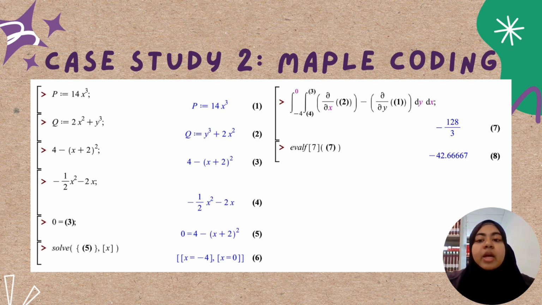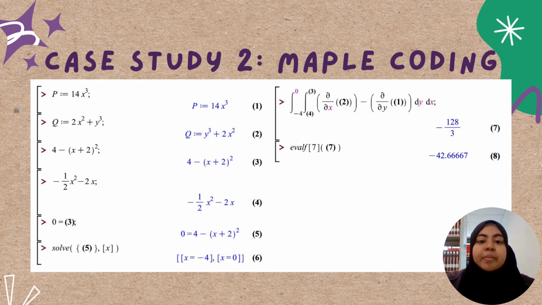In order to find the limits of x, we need to set the equation equal to 0. Any equation is possible for this question, equation 3 or equation 4. But here I chose equation 3, and I asked Maple to solve it for me, and I got x equals negative 4 and x equals 0, which means the limits for my shaded area are from negative 4 until 0. As you can see on line 7, on the right side, I asked Maple to solve it using Green's theorem, and I get negative 128 over 3.